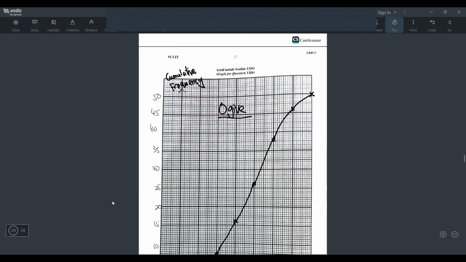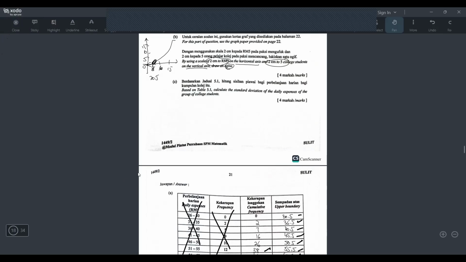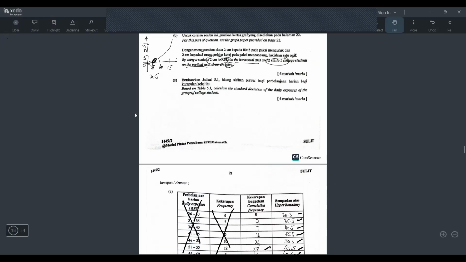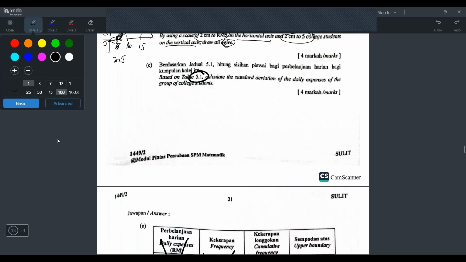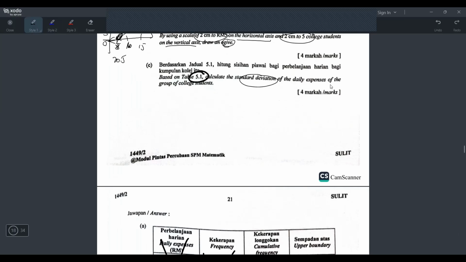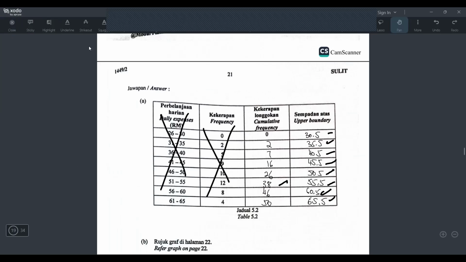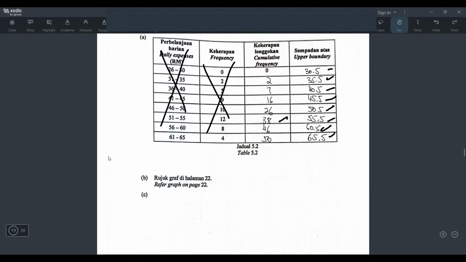Okay, sudah siap. This is your ogive. Now we can do our part C. What is our part C? Let's besarkan. Part C says, based on table 5.1, calculate the standard deviation of the daily expenses. Let's go.